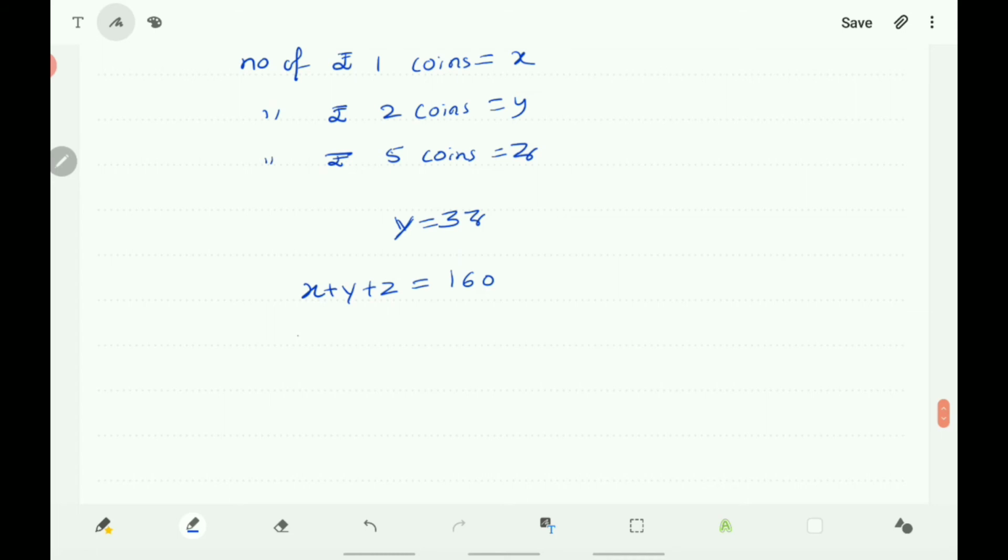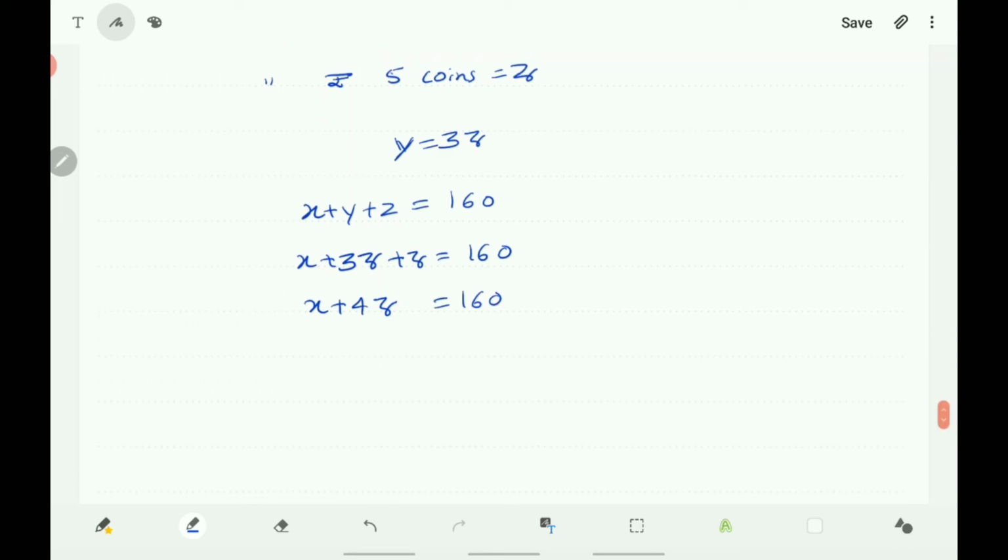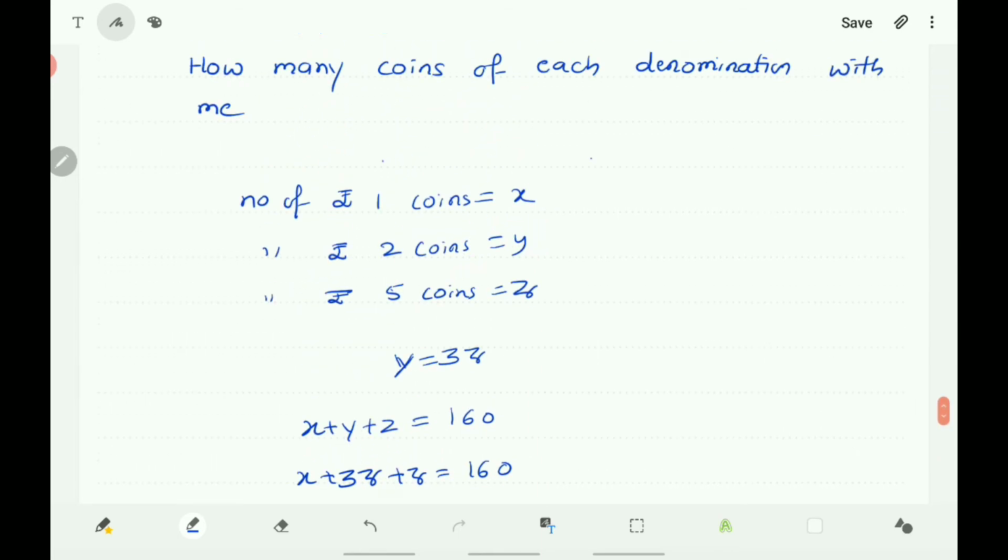So you write x here plus also y here, and here you can write y is equals to 3z. So express y in terms of z, that is x plus 3z plus z is equals to 160. It becomes x plus 4z is equals to 160. So express x in terms of z, that is x is equals to 160 minus 4z. x is equals to 160 minus 4z here.